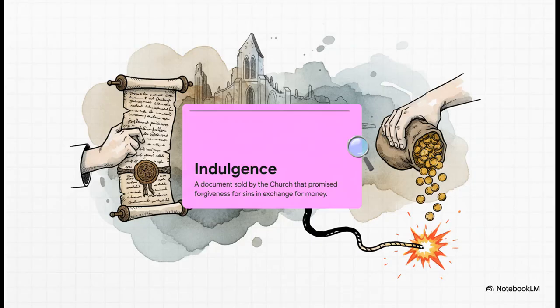And this brings us to another critical vocabulary word for your quiz, the indulgence. Pay attention to this one. This was an official piece of paper sold by the church that promised forgiveness for your sins. To a lot of people, it looked an awful lot like the church was selling tickets to heaven. And this was the fuse that was about to light the whole thing up.